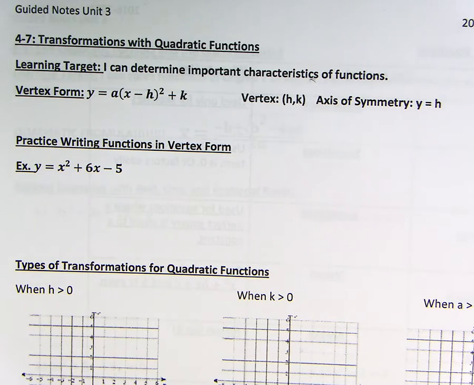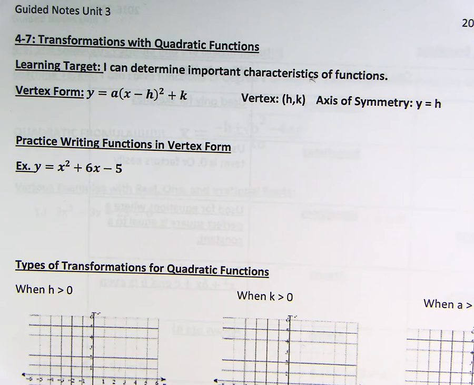Alright, so this is the video for 4-7, transformations with quadratic functions. A lot of this goes back to vertex form. We bring back the h, we bring back the a, we bring back the k. Our vertex is just h comma k, which is kind of nice.